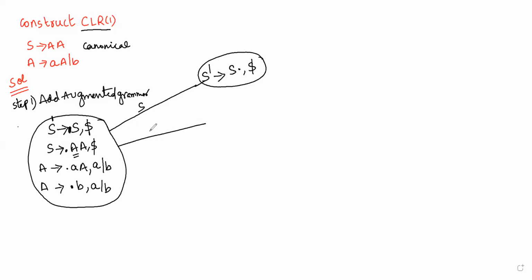So now what is the value of capital A? Capital A is S tends to A dot A, comma dollar. Okay. Now after that, what do we have? Capital A. So in the given production, what is capital A? Capital A tends to small a, capital A, comma. So for this A, we wrote this one. Now what is the value of first of dollar? Dollar, just write dollar as it is.